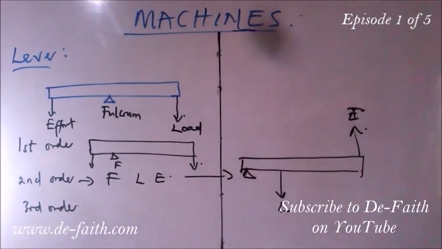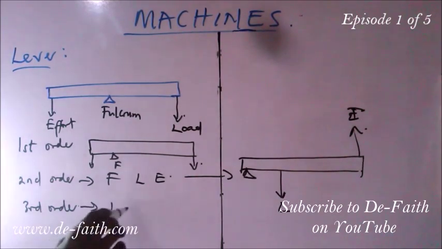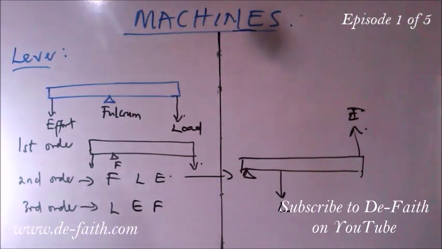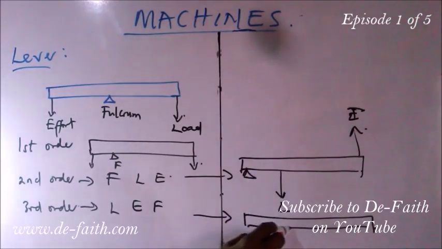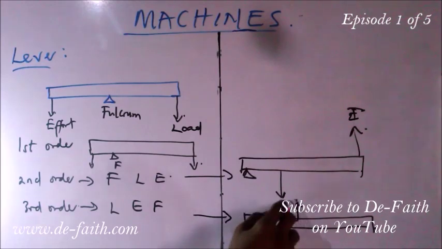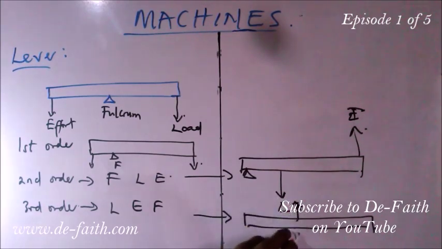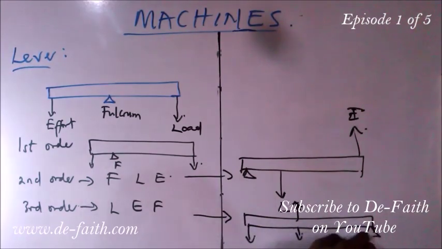And then the third order lever, we have the load, effort, and fulcrum. And in this place, the emphasis is on the effort being at the center. So in this case, we have a diagram as such. The emphasis is on the effort being at the center. It may be acting upwards or maybe acting downwards, but the important thing is that it is at the center. And then we have our fulcrum over here.